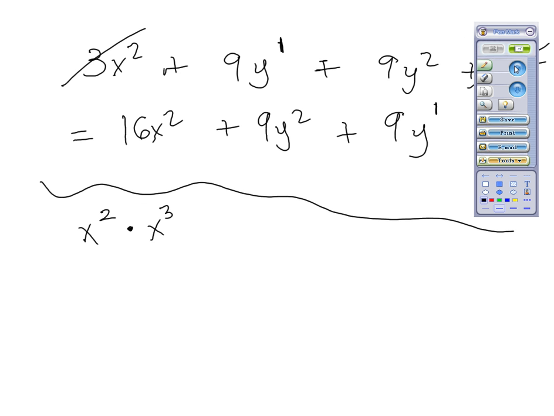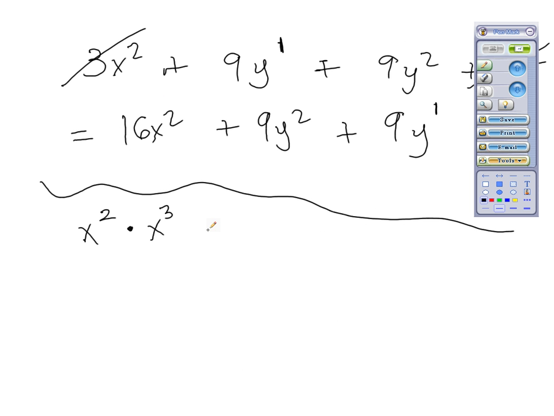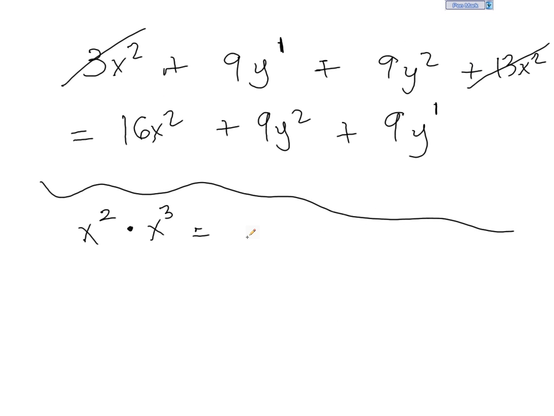Well, going back to the definition of an exponent, it tells us how many times to multiply the base by itself. So in this case, we have x squared, which means take x multiplied by x. X to the third means multiply x by x by x. So now by the definition of an exponent, I have x times x times x times x times x. Well, I have x multiplied by itself a total of 5 times.